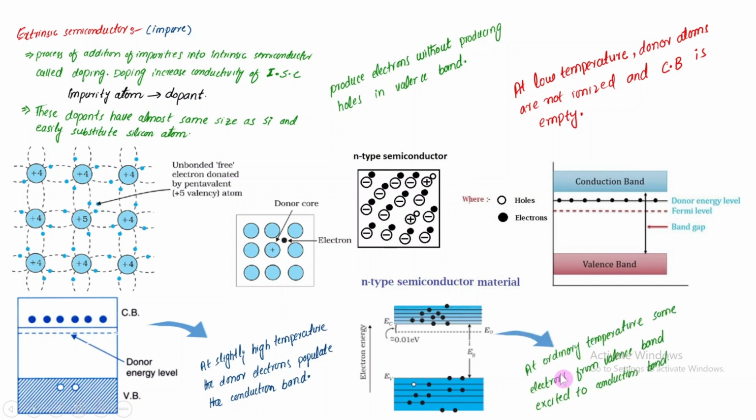Okay, so at ordinary temperature, some electrons from the valence band are excited into the conduction band. The donor electrons have already gone to the conduction band, and if we increase the temperature, some more electrons will also jump. The number of electrons will be more, and in the valence band the number of holes will be more, and the conduction of this material will be more.